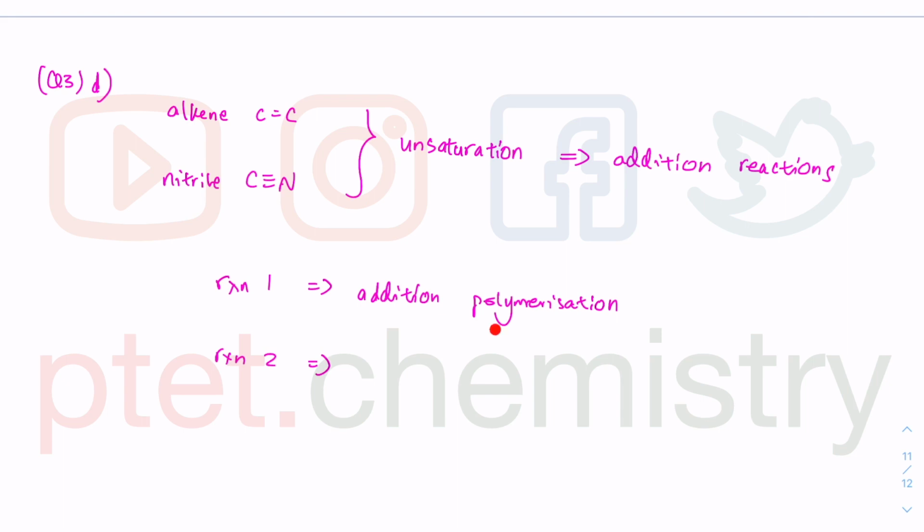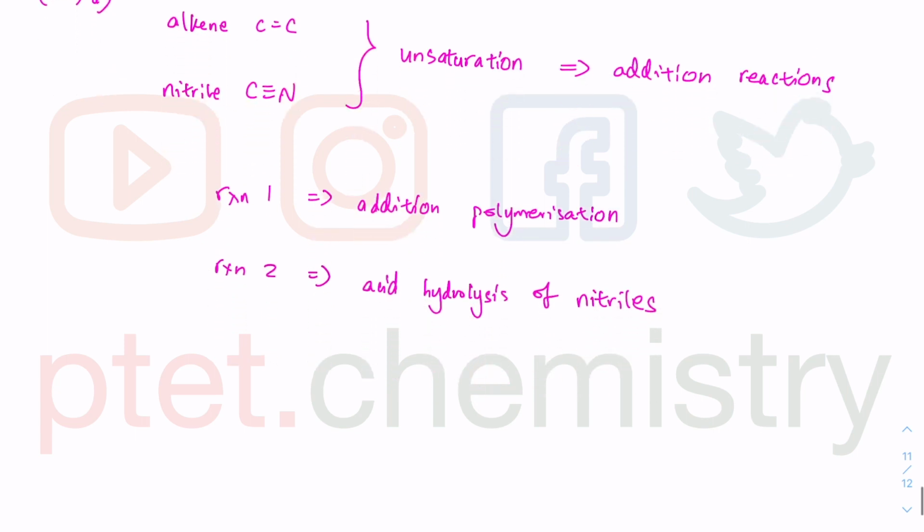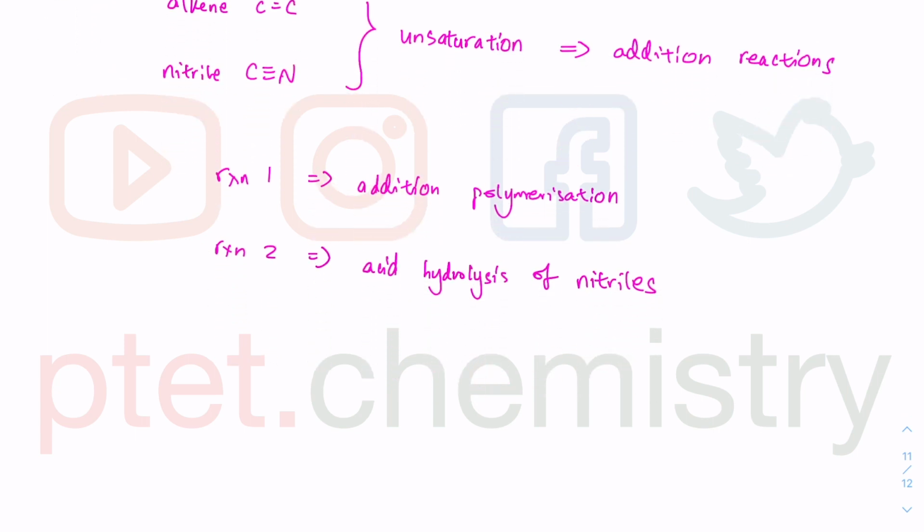So in the polymeric chain, as shown in the middle, you have nitrile along the polymeric chain that will get hydrolyzed in the acid hydrolysis, H2SO4 and reflux. So there's acid hydrolysis of nitriles, and that will give you carboxylic acid as part of the polymeric chain.